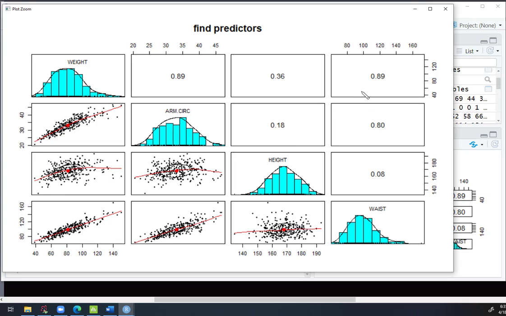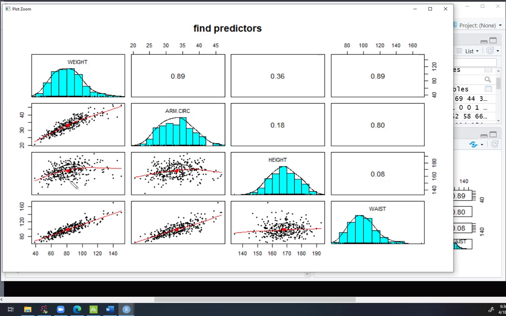And then we have three more. Here's a strong one: waist and weight at 0.89, waist and arm circumference, and waist and height, hardly any at all. So if I was trying to predict height, waist would have very, very little predictive power. Let's look at these others below the diagonal and see what we've got here.